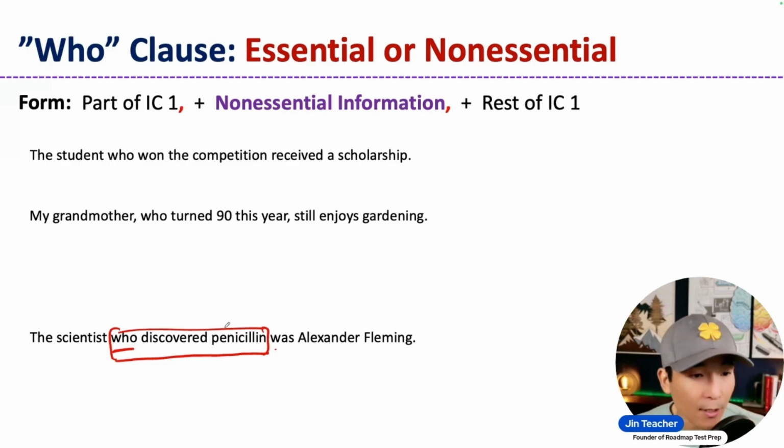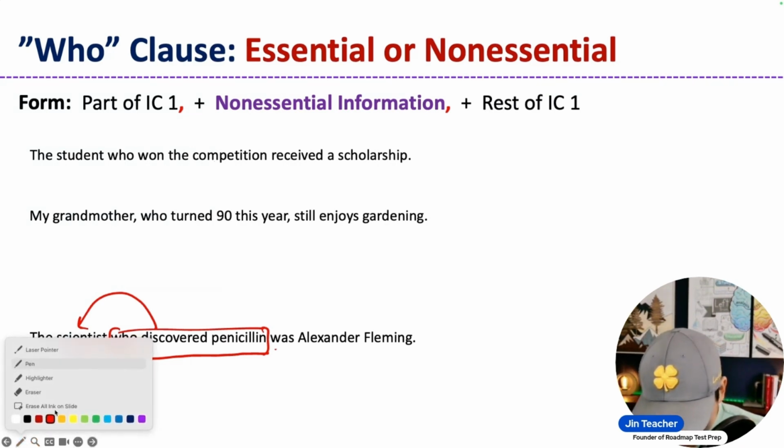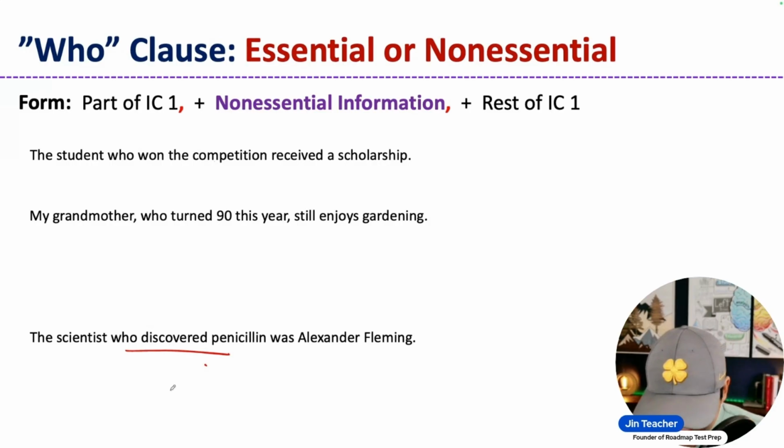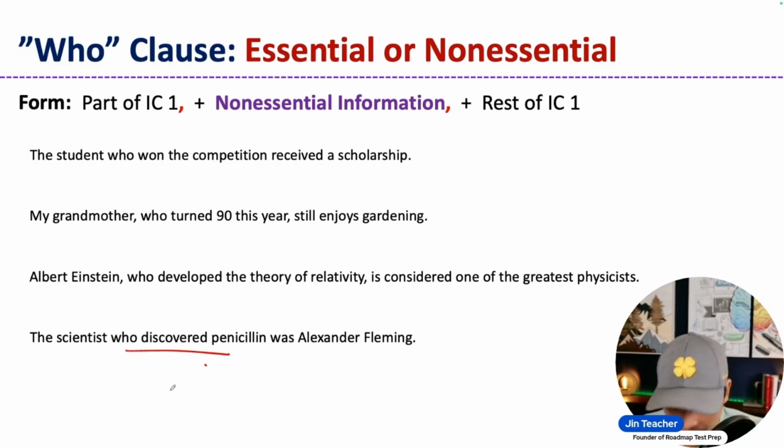Okay, now what does it do? Doesn't it specify? It tells us which scientist, right? Which scientist are we talking about? Are we talking about the scientist who cured cancer? Not that one. I'm talking about the scientist who discovered penicillin, right? That scientist is who I'm talking about. So because it specifies the type of scientist, we want to treat it as essential information, which means that we don't put commas around it, okay? And you see this one here as well, right? Albert Einstein is referring to just one, right?